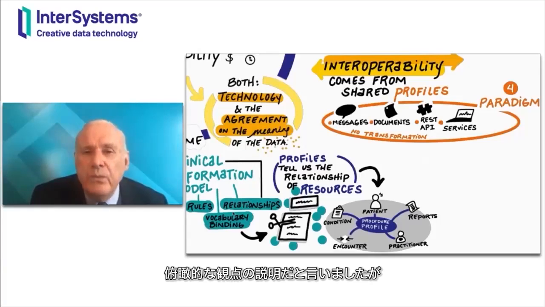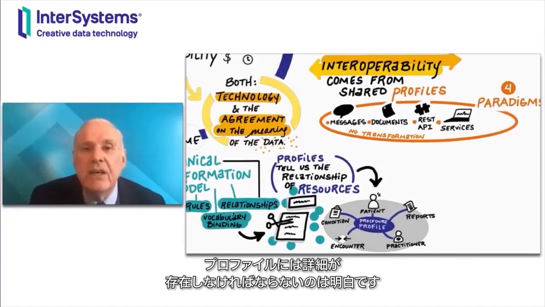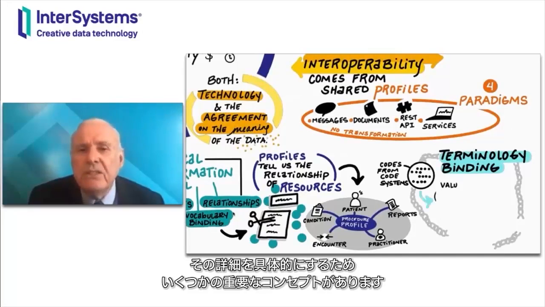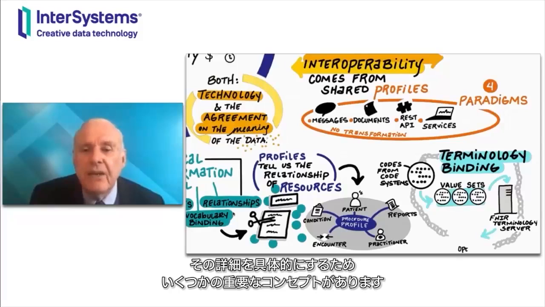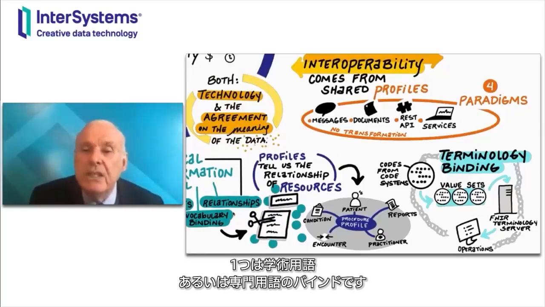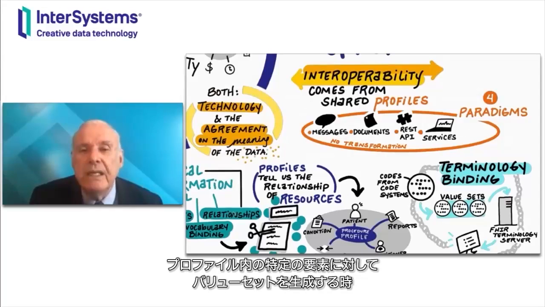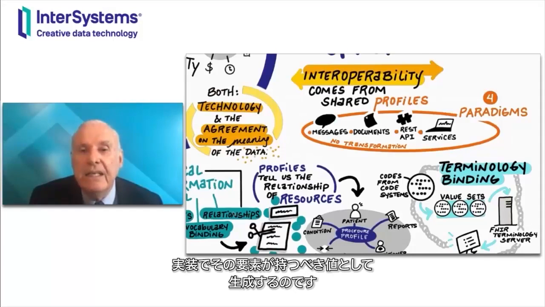So I said that this is the 20,000 foot view, but obviously those details of that profile have to exist. And to specify those details, there are several concepts in FHIR that are important. The first is terminology binding or vocabulary binding. That's when we create a value set for a specific element in a profile that is the values that that element must have in an implementation.